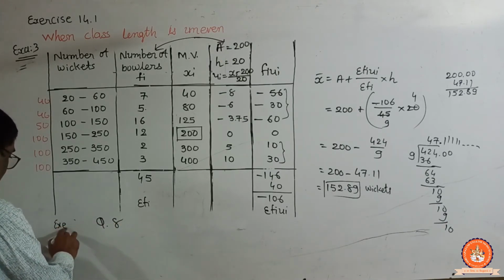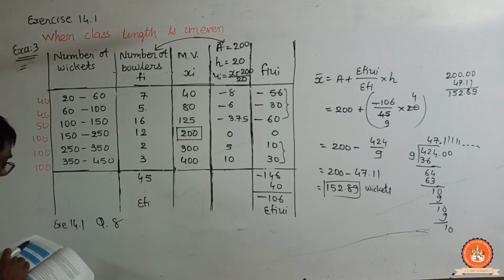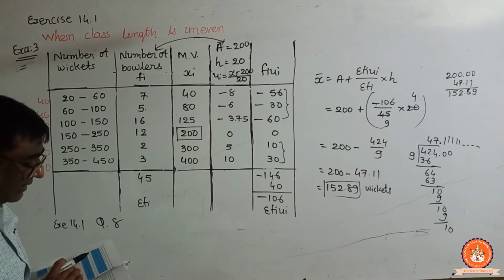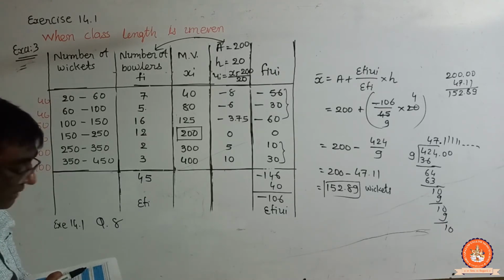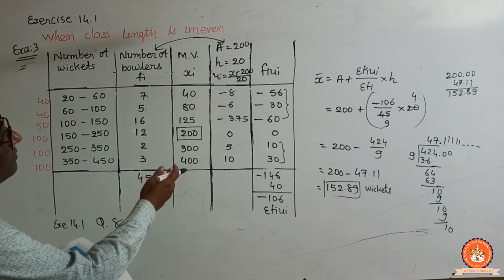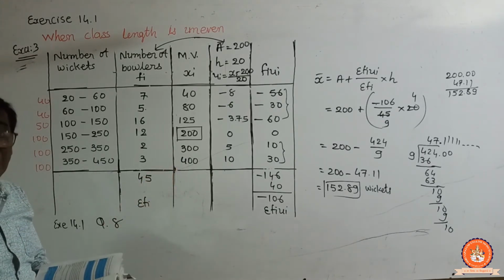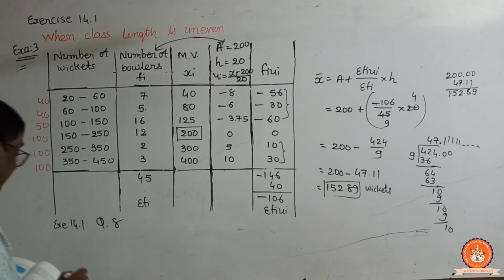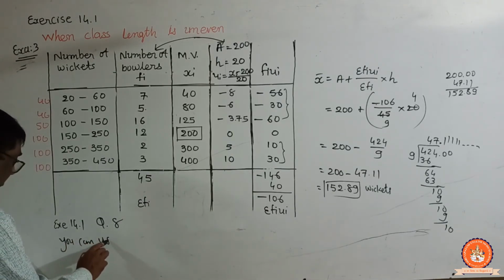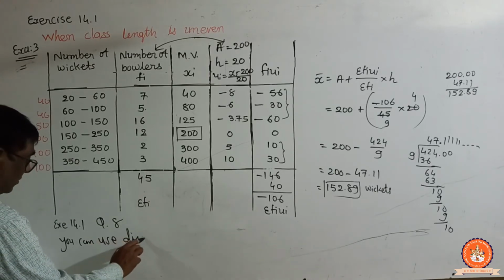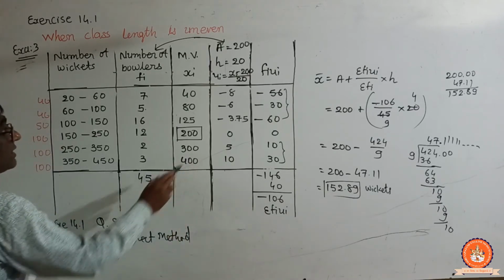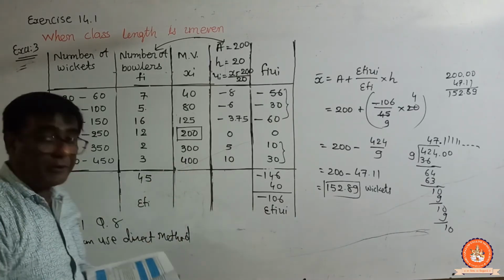Exercise 14.1. Question number 8. 0 6, 6 10, 10 14, 14 20, 20 28, 28 38, 38 40. So class length is uneven in this case. और आप इस मेथड का भी यूज कर सकते हो या डायरेक्ट मेथड का भी यूज कर सकते हो. You can use direct method also. ओके आप ये मेथड भी यूज कर सकते हो, आप डायरेक्ट मेथड भी यूज कर सकते हो. वेरी गुड.